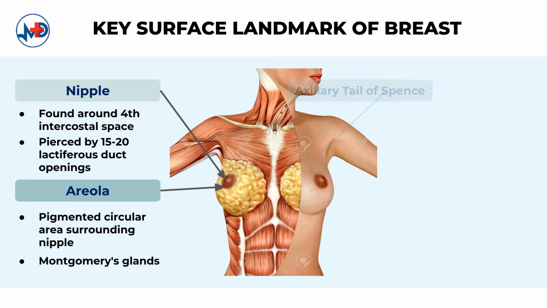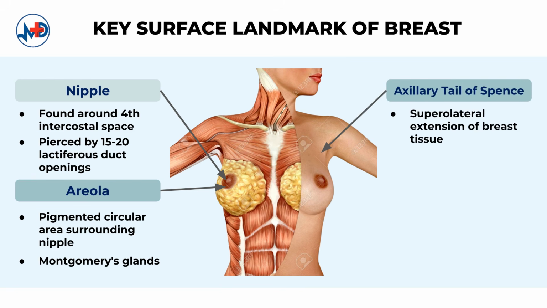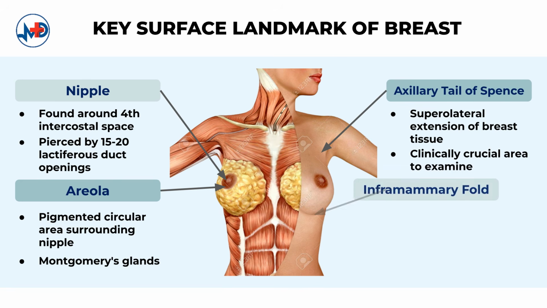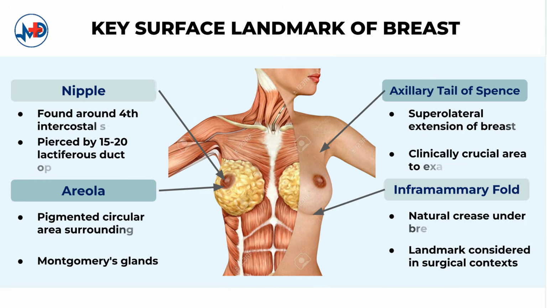Next up, the axillary tail of Spence. This is an important superolateral extension of breast tissue that projects towards the axilla, sometimes piercing the deep fascia. Clinically, this is a crucial area to examine as breast pathology, including cancer, can occur here. Lastly, the inframammary fold. This is the natural crease under the breast where it meets the chest wall, a landmark often considered in surgical contexts.